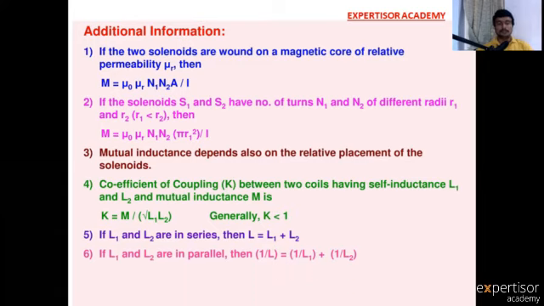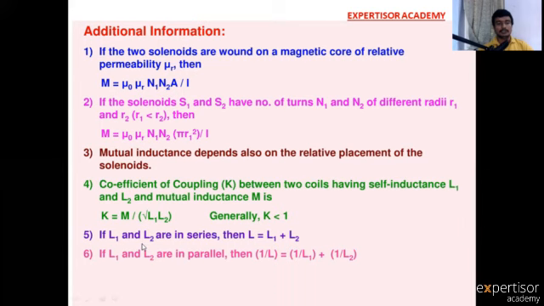Self-inductance means there is a production of induced EMF and induced current in that same conductor. That is the self-inductance. Mutual inductance is the opposite of that. So the coupling coefficient K is equal to capital M divided by the square root of L1 L2. Generally K is less than 1.